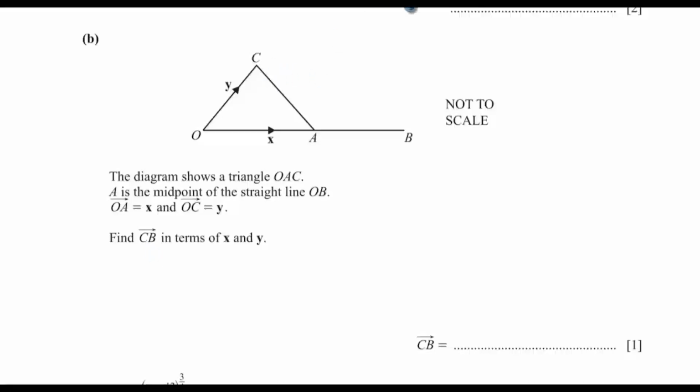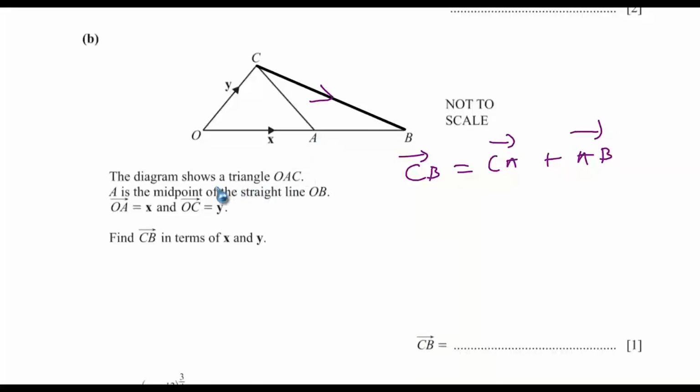So you can easily join C and B together. So from here, let's draw a line to join this like this. Then we are moving towards this direction, that is CB, from C to B. So if we write this formula using the triangle CAB, we can say that the vector CB will be equal to CA add AB. And we know that A is the midpoint of this line OB, so that means AB will also be x, okay?